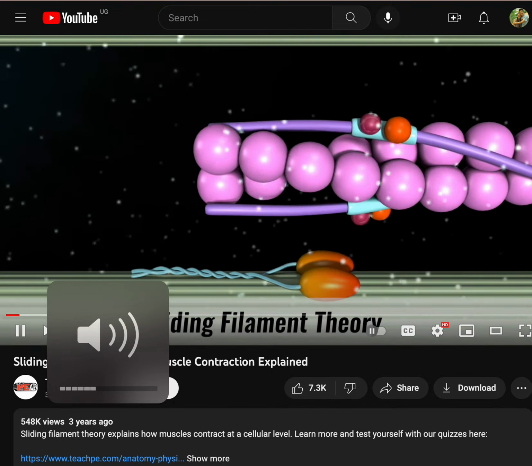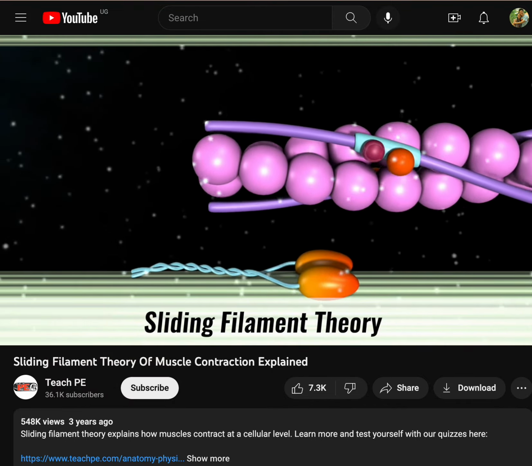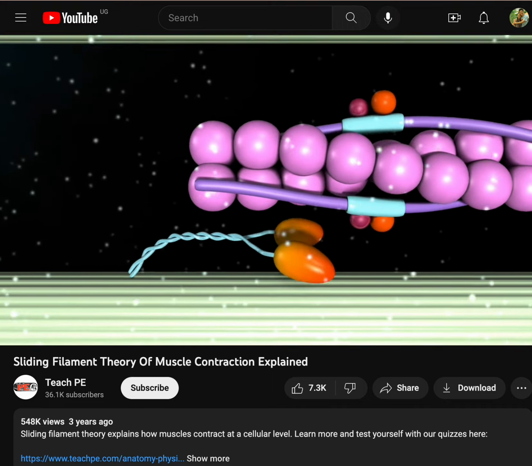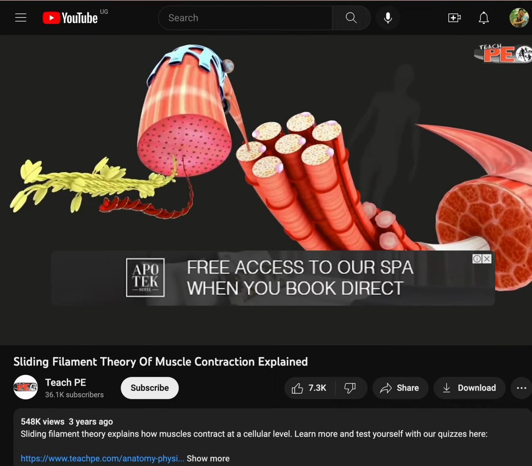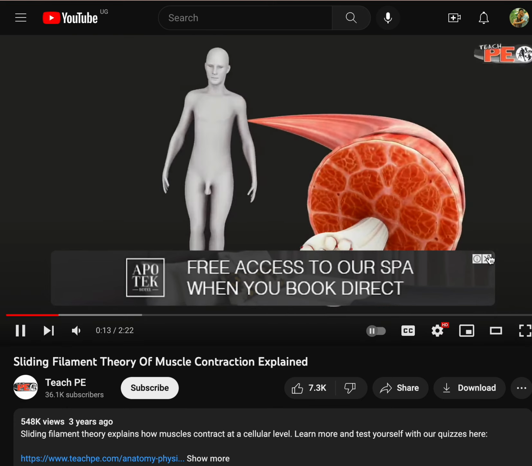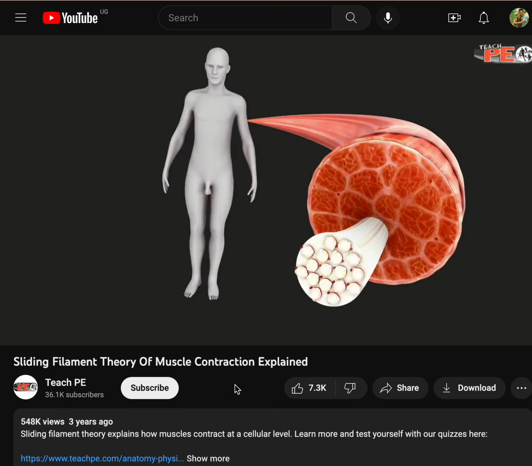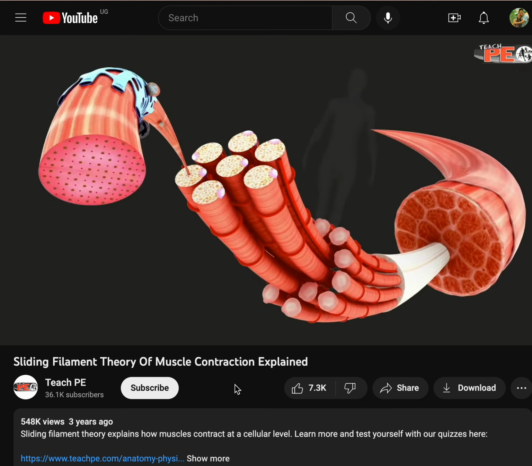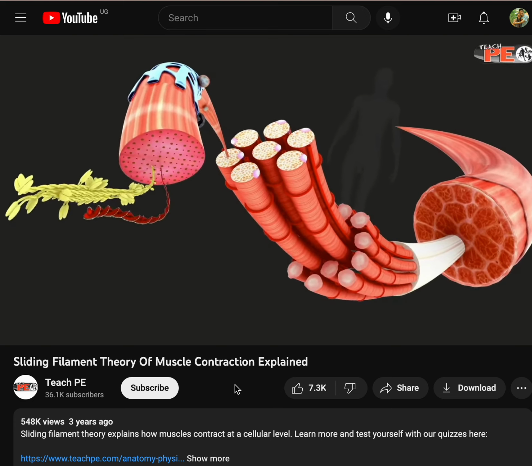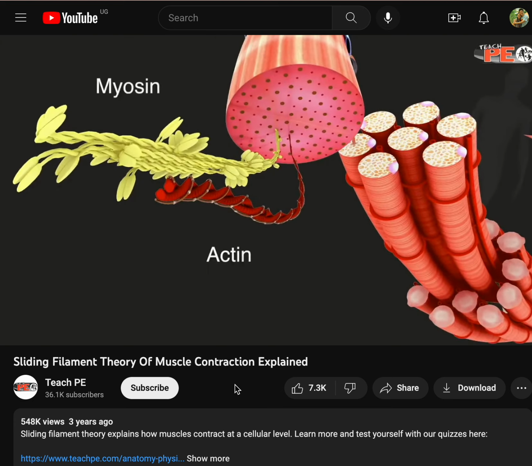Sliding filament theory is the mechanism by which muscles are thought to contract at a cellular level. An understanding of the structure of skeletal muscle is useful when learning how sliding filament theory works. Each muscle is made up of a number of bundles of muscle fibers. Each bundle of muscle fibers contains anywhere from 10 and 100 individual fibers. Each muscle fiber itself contains cylindrical organelles known as myofibrils, which themselves are bundles of proteins called actin and myosin.